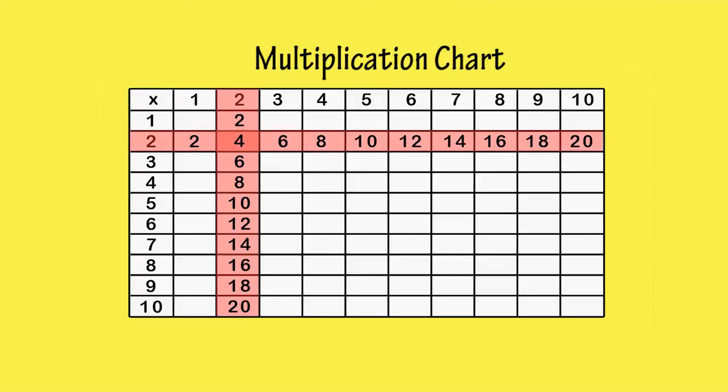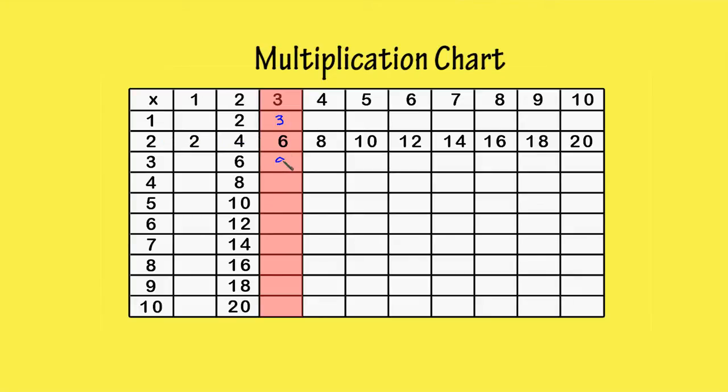Last time, we filled in the 2 times table. This time, let's fill in the 3 times table. We can start by filling in the blank boxes in the 3s column. In the first box, you fill in what 3 times 1 is. 3 times 1 is 3. The next one down is 3 times 2. That's already filled in from when we did the 2 times table.